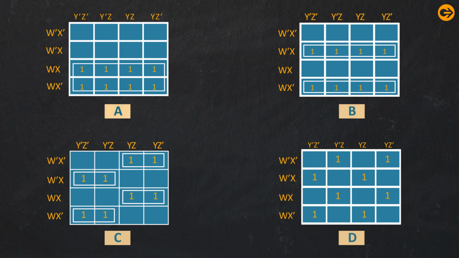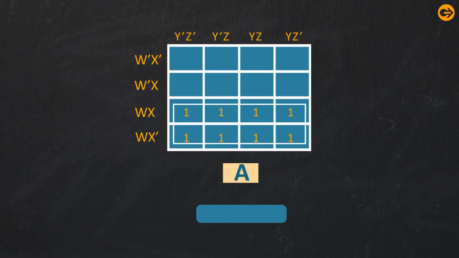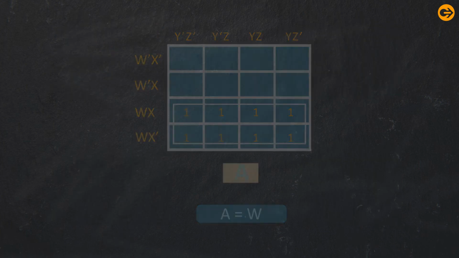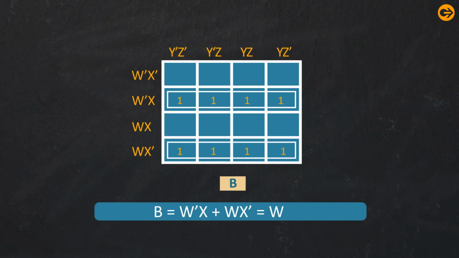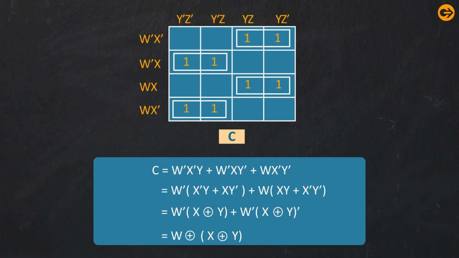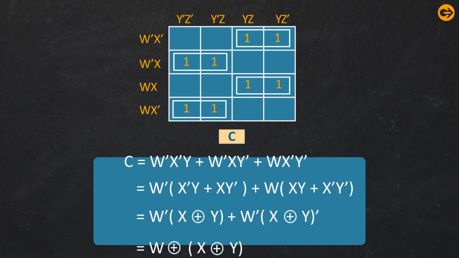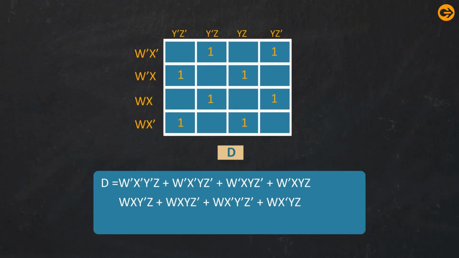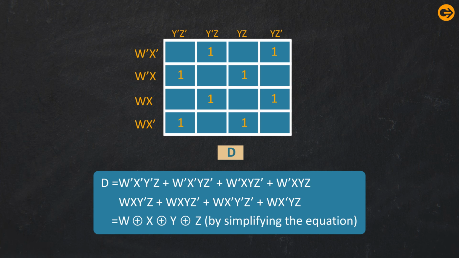The equations of these variables will be A is equal to W, B is equal to W XOR X, C is equal to W XOR X XOR Y, and D is equal to W XOR X XOR Y XOR Z.